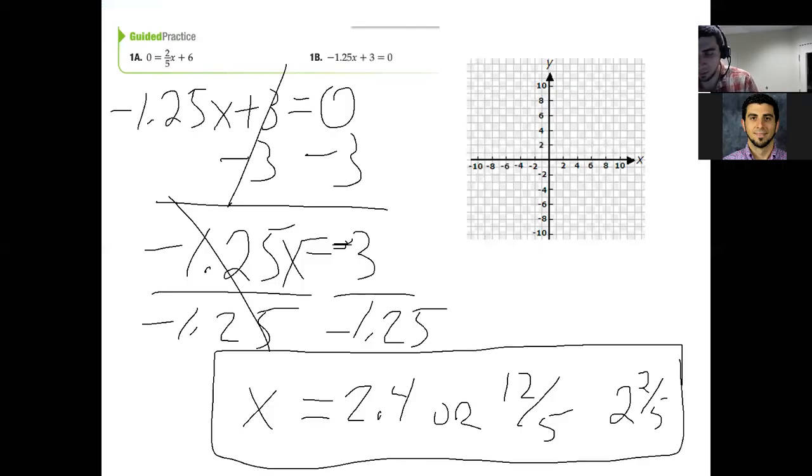Now, when you're doing your assignment, make sure you enter your answer the way that it specifies, if it does. Okay?